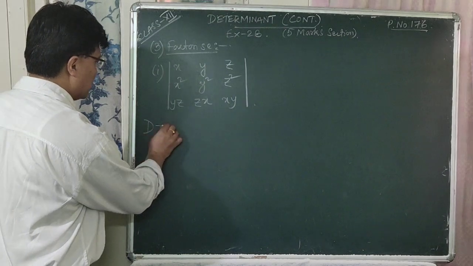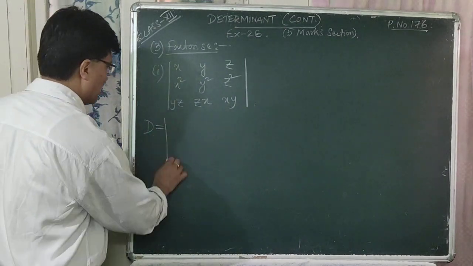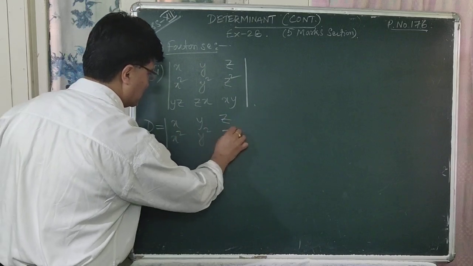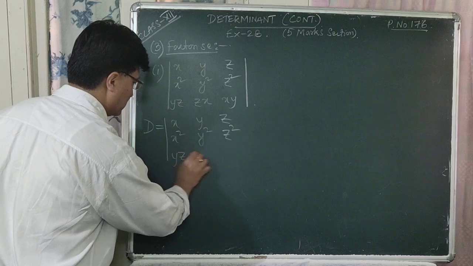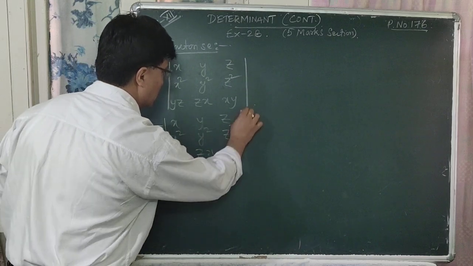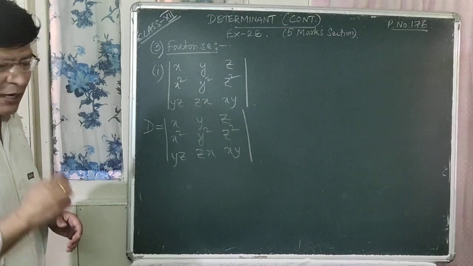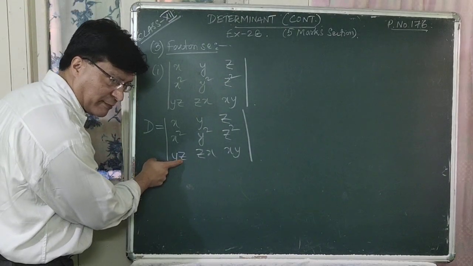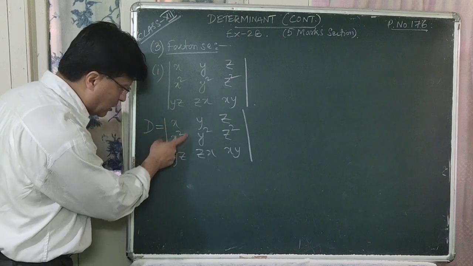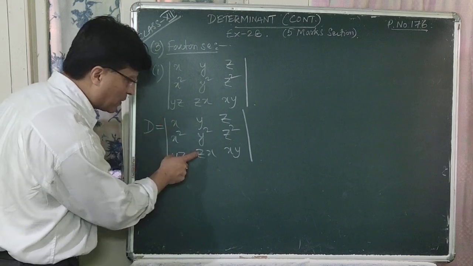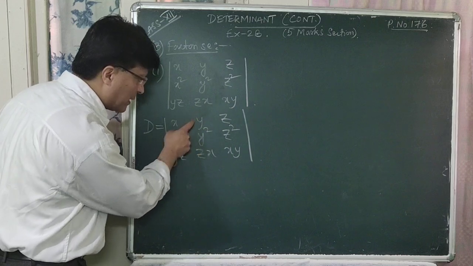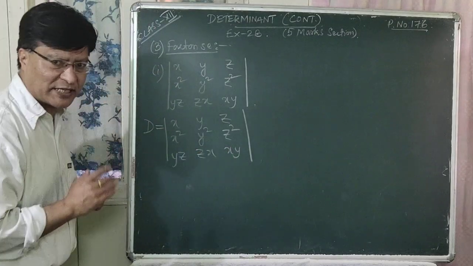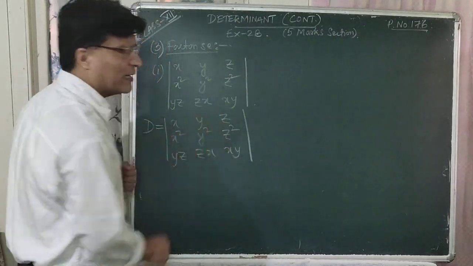Let us write it as given determinant d is equal to, so this is the given determinant. Now in this case, let us simplify it first. So yz, here x is missing. So you multiply the first column by x, right? Zx, here y is missing. Multiply the second column by y. Here z is missing, in this case there is xy only, z is missing here. So you have to multiply the third column by z.